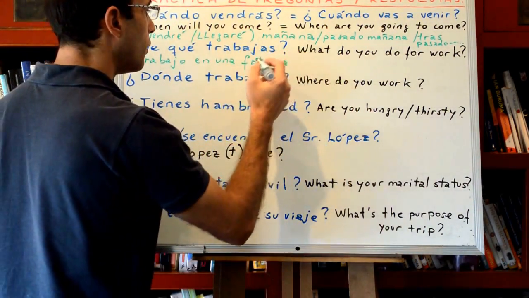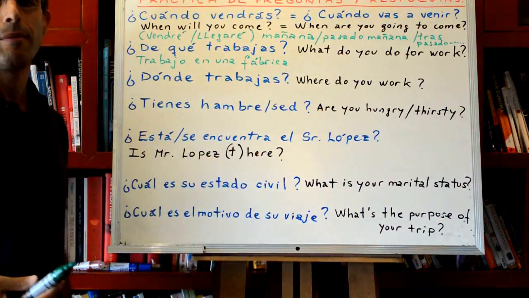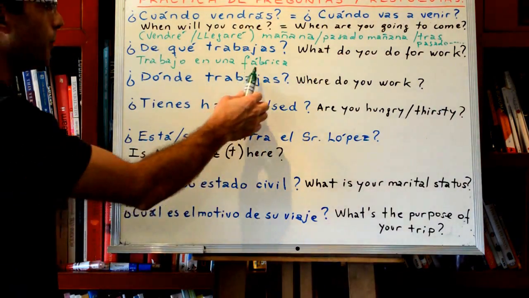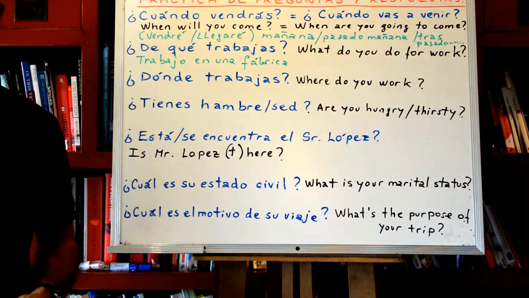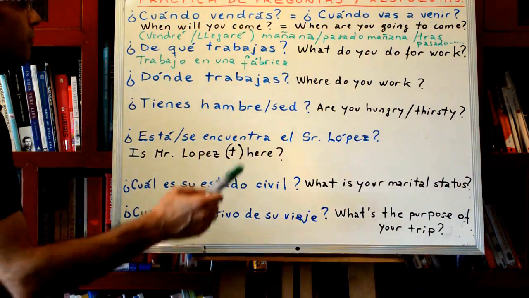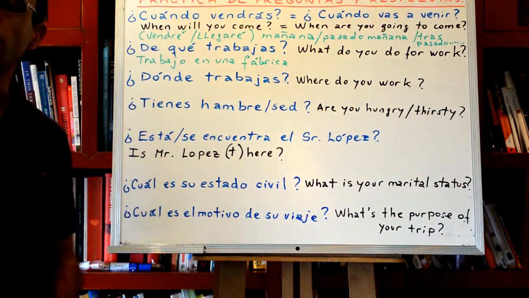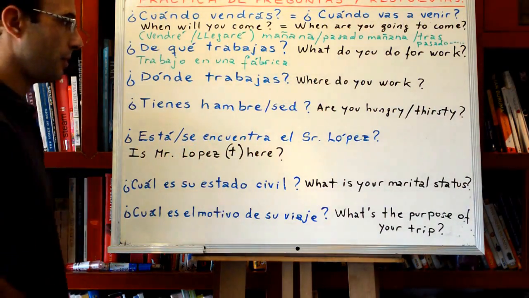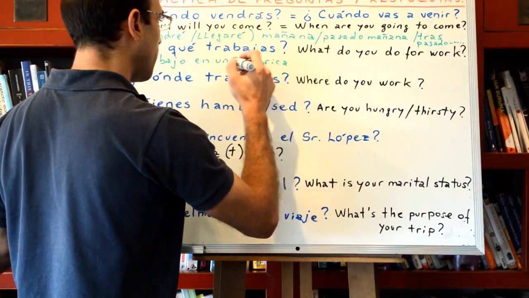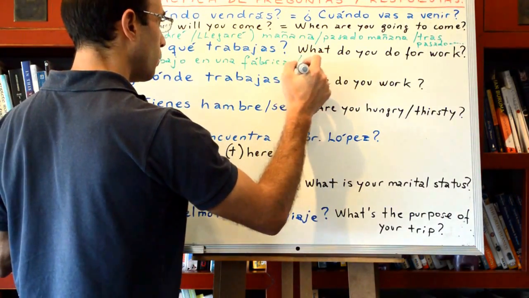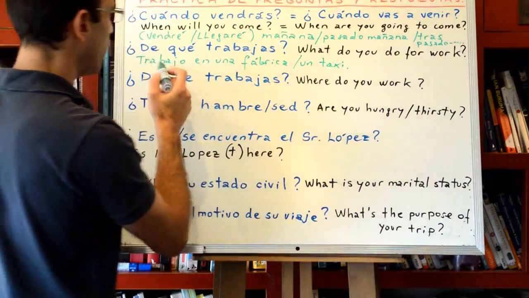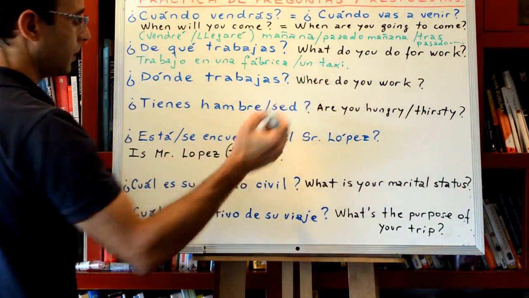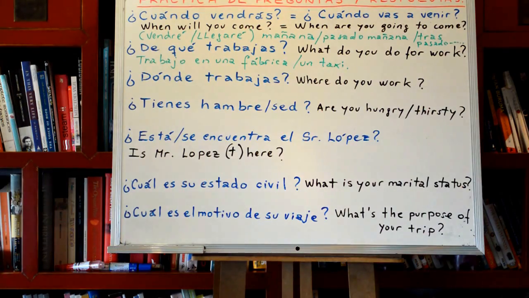Fábrica. So fábrica is not fabric, right? Fábrica means factory. So this is a false friend word with English. Fábrica has nothing to do with fabric. It is factory. Or trabajo en un taxi, right? Trabajo en un taxi. I work in a taxi, right?